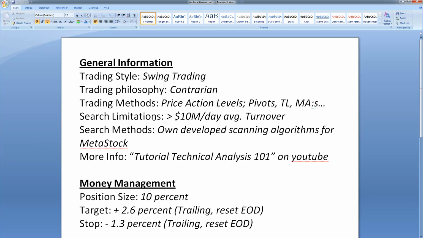If you want to know more, look at my tutorial Technical Analysis 101 on YouTube, where I explain the philosophy and psychology behind how price action levels work on the chart. Regarding money management, my position size is 10%. I use a target of generally 2.6%. It's a trailing target. I reset it end of day. My stop is minus 1.3%. Also a trailing stop, reset end of day.